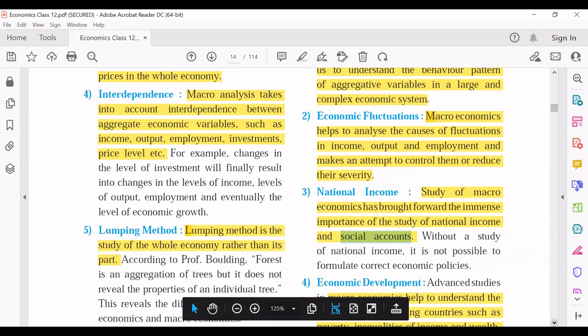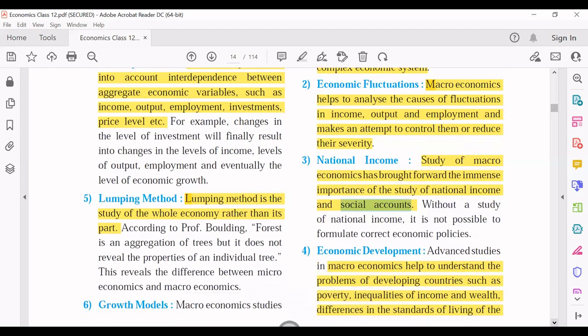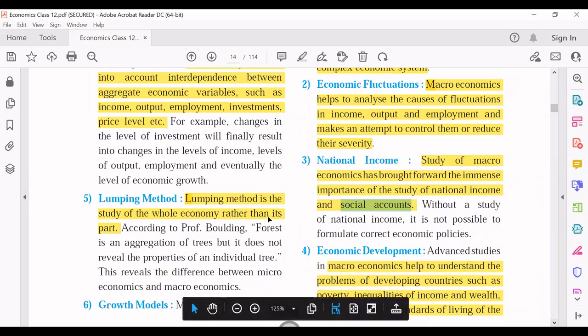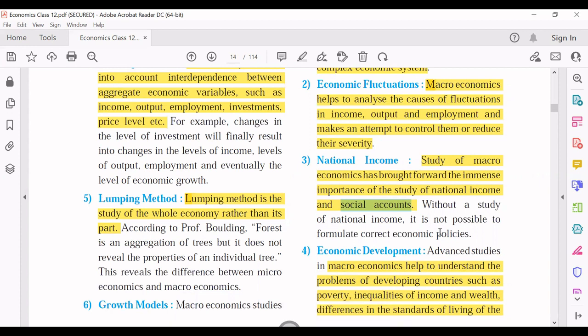Now we can see that this is a lumping method. Lumping means it studies the whole economy rather than a part. Therefore, according to Professor Boulding, a forest is an aggregation of trees, but it does not reveal the properties of an individual tree, right? So when we study the forest, we see the whole forest. We don't see one particular thing.